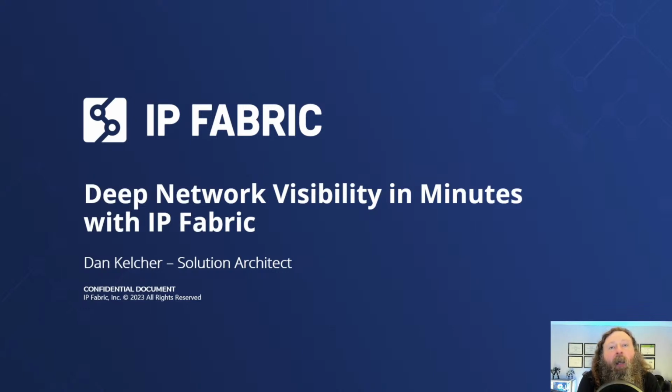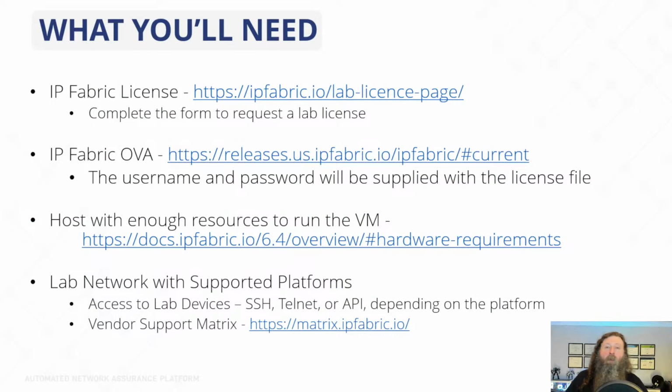In this session, I'm going to be walking through how IP Fabric can help give you deep network visibility in just minutes. Before getting started with the process, though, I want to talk through some of the things that you would need if you wanted to follow along in your own lab environment. So the first thing is just going to be a lab license of IP Fabric. There's the URL there to request a lab license. You fill out the form, submit that, and then you'll get an email with that lab license.